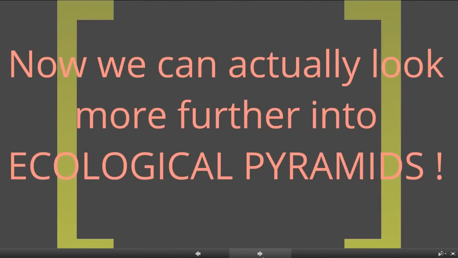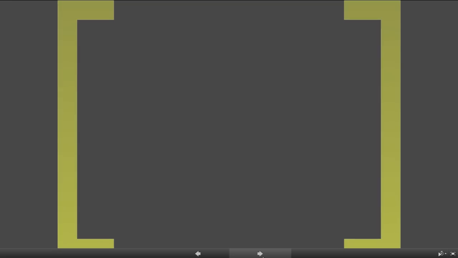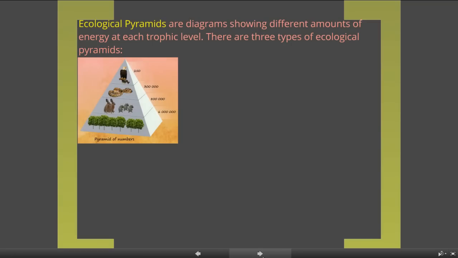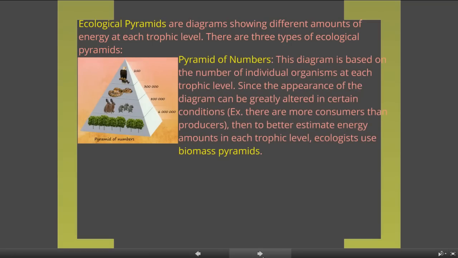And so now we can go on to look at the different types of pyramids. With ecological pyramids there are three major types. The first one is a pyramid of number, which simply states the number of organisms found at each trophic level. The problem with pyramids of numbers is it can be massively skewed, and it doesn't take into account if one of the organisms is a lot bigger than the other.